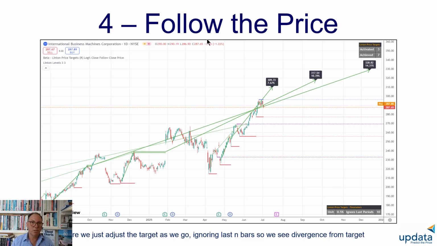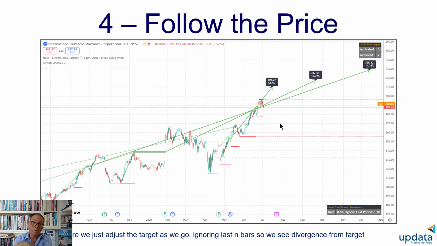This is follow the price, and this basically says I don't know how long it's going to take. I'm just going to project the targets based on where the price is going. Here we've got 3 targets, and they're all pointing to different places, but they're intersecting here because we're ignoring the last n bars. I typically say 5 or 10 bars. I want to ignore 10 bars here. Why would I want to ignore the last 10 bars? Because I want to see a move away from the trajectory. So this is quite a good method.